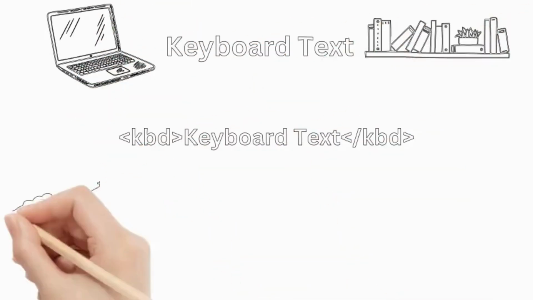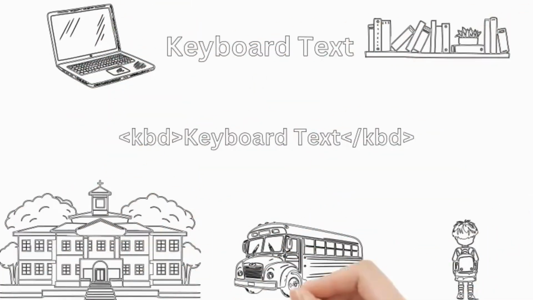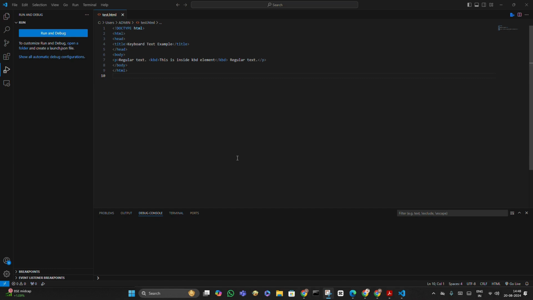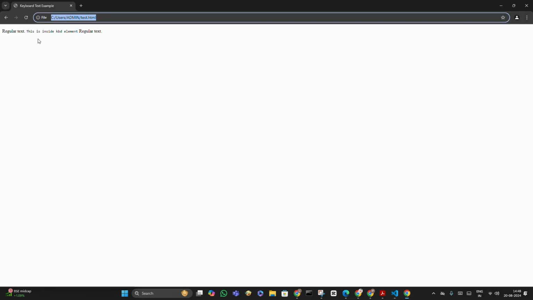When discussing keyboard input, the kbd element can be used to indicate what the user should type. It's often rendered in a monospaced font. Here's an example. This will result in regular text. This is inside kbd element regular text, where the text inside the kbd element is highlighted to show it's a keyboard input.